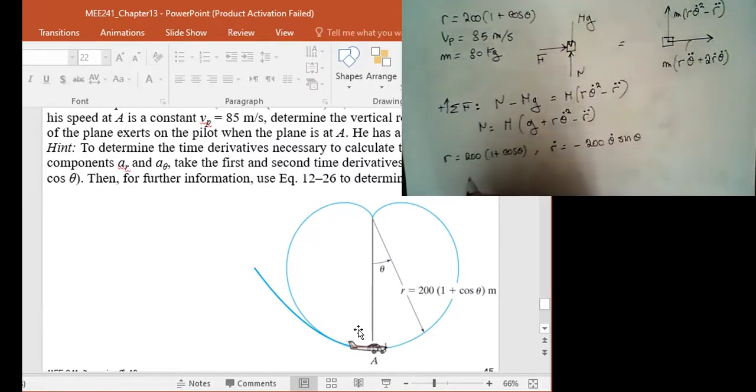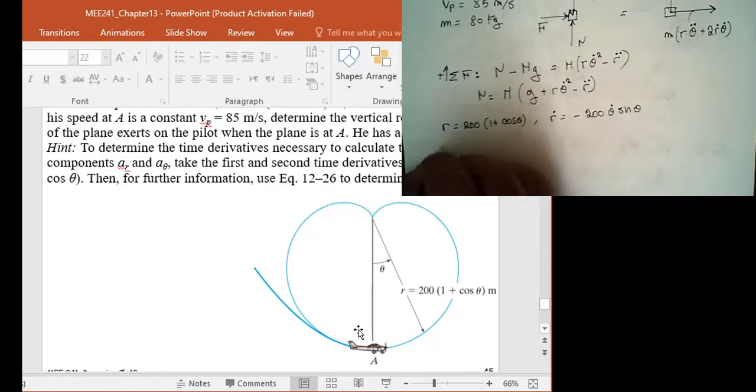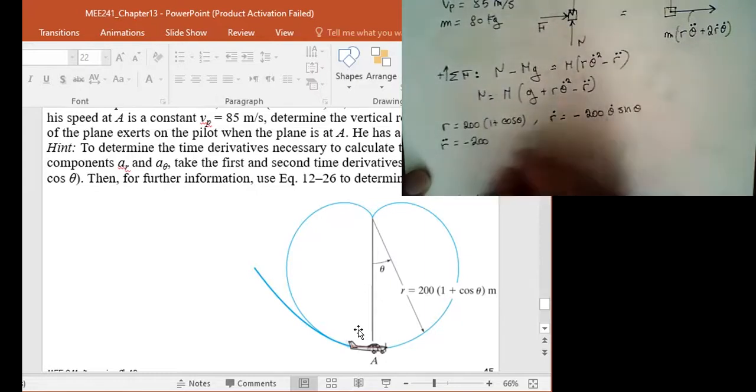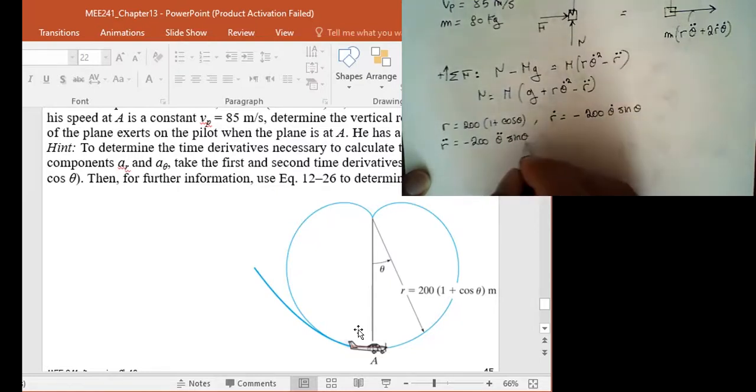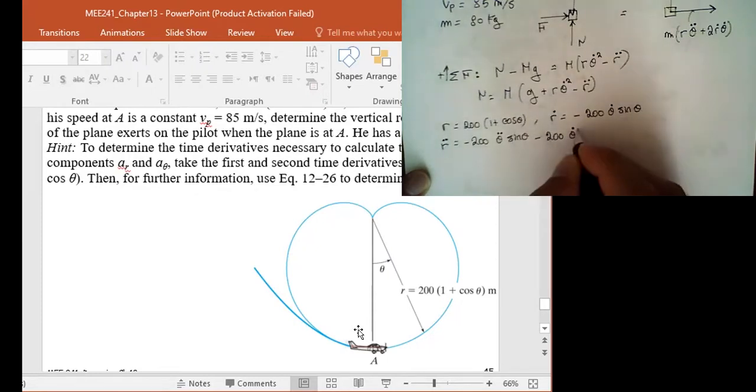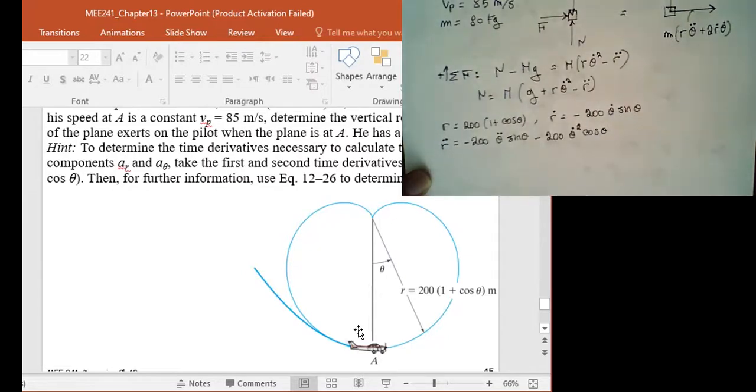Now let's look into r double dot. What would r double dot be like? It will be minus 200, taking the derivative of the first variable, plus the derivative of the second variable, which is theta prime cosine theta. So it would be minus 200 theta prime times theta prime, so theta prime squared, multiplied by cosine theta.